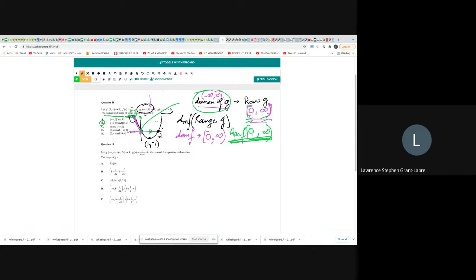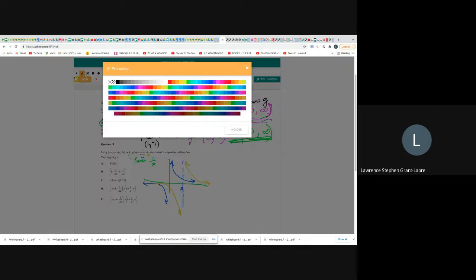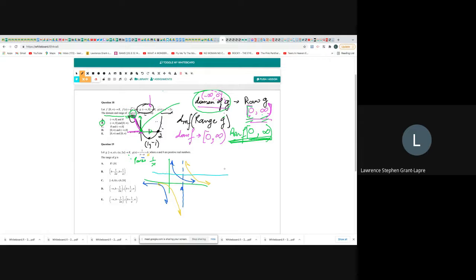Question 19. Well, this looks complicated. We've got g being a particular domain, and it maps to R. Now, for g of x, I'm going to look at the parent function 1 over x. Excuse my graph, it's going to look like this. If we move that to the right by a, it moves across to this position. And then it's going to be moved up b. I'm going to put a value b here, and then that would become the graph.